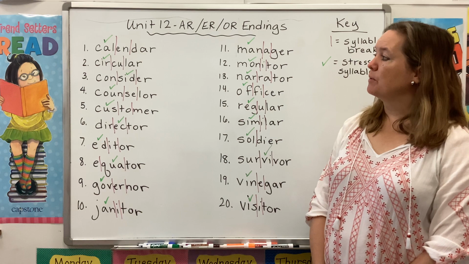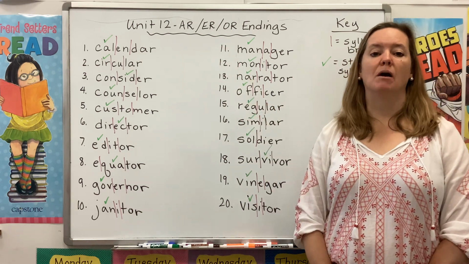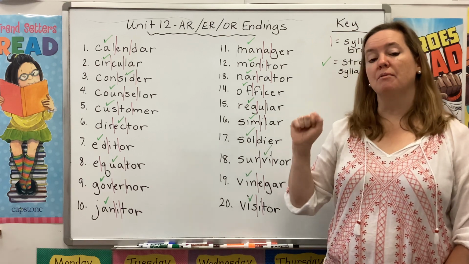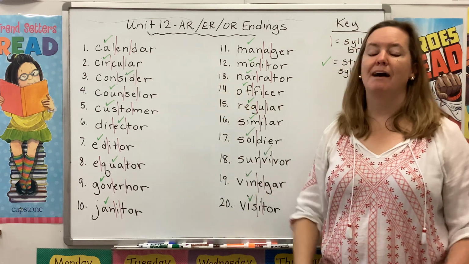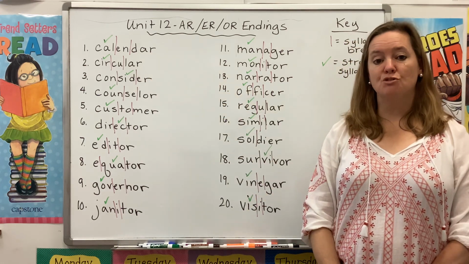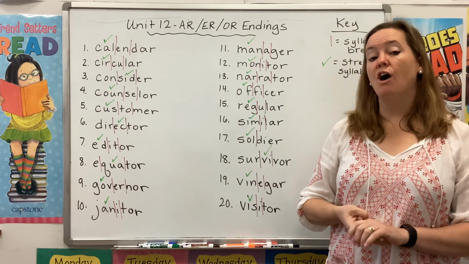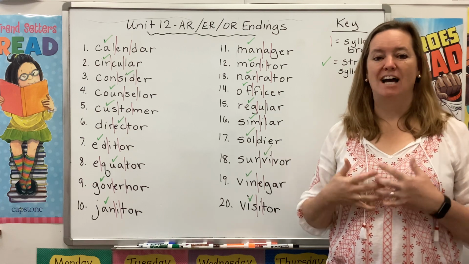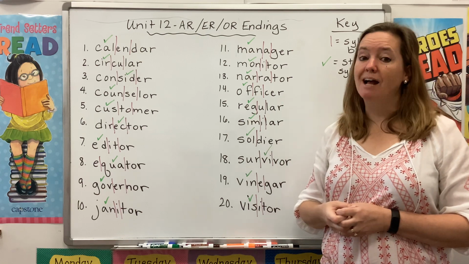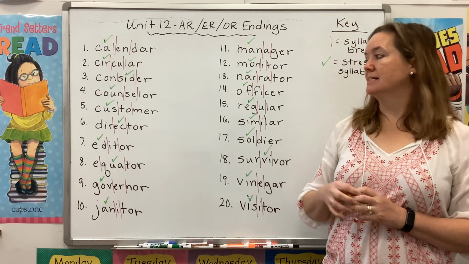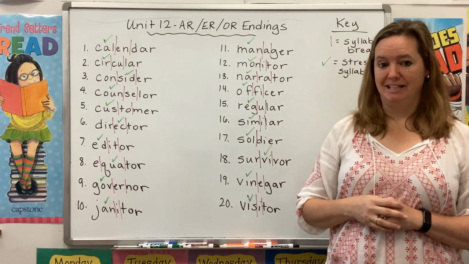Okay, so hopefully you heard that sound at the end of each word. Notice I already broke the words into syllables, and then I used a green check mark to mark up the stressed syllable. None of these words have the final syllable stressed, and that's why whether it's AR, ER, or OR, they all morph into that sound, okay? If those syllables were stressed, then we might pronounce the OR and the AR a little bit differently, okay?